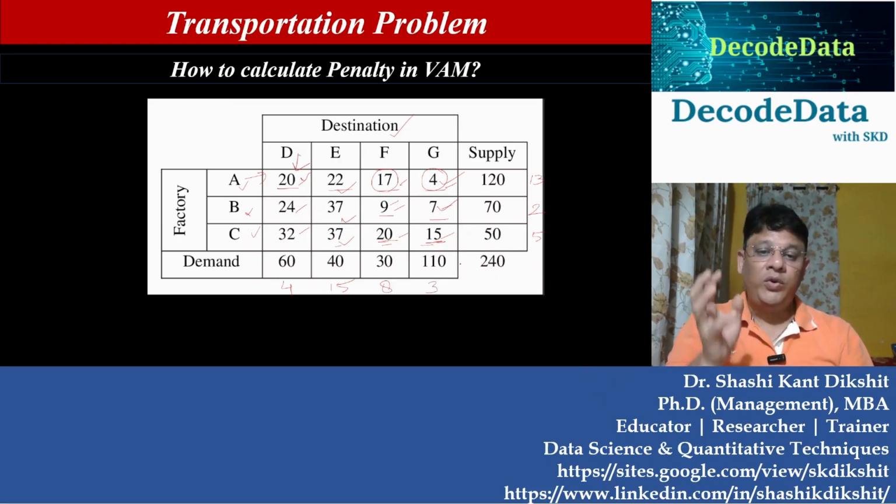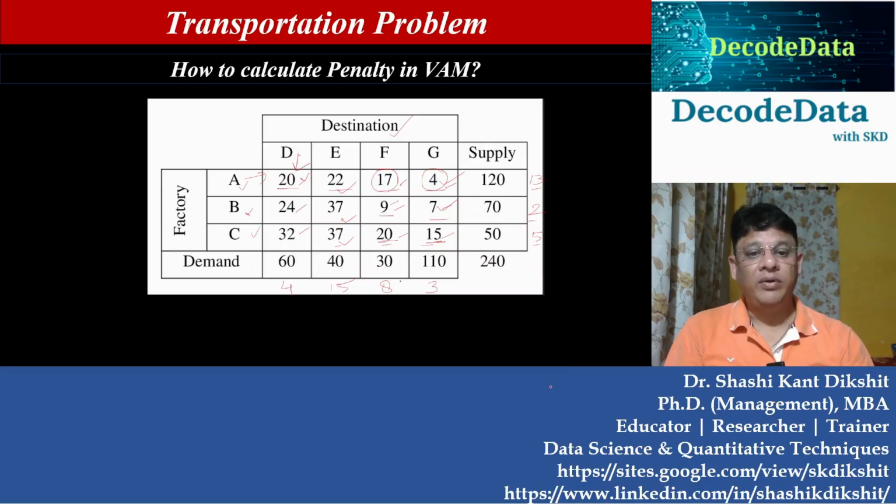Now, when you have the penalties with you, what you have to do is take the highest penalty. So here we have 13, 2, 5, 3, 8, 15 and 4. The highest one is 15. I'll take this particular column to allocate the value, right? And for allocation, in this column we have three values. Out of these values, I'll take the minimum one. Minimum is 22. So the first allocation I will do here, right?